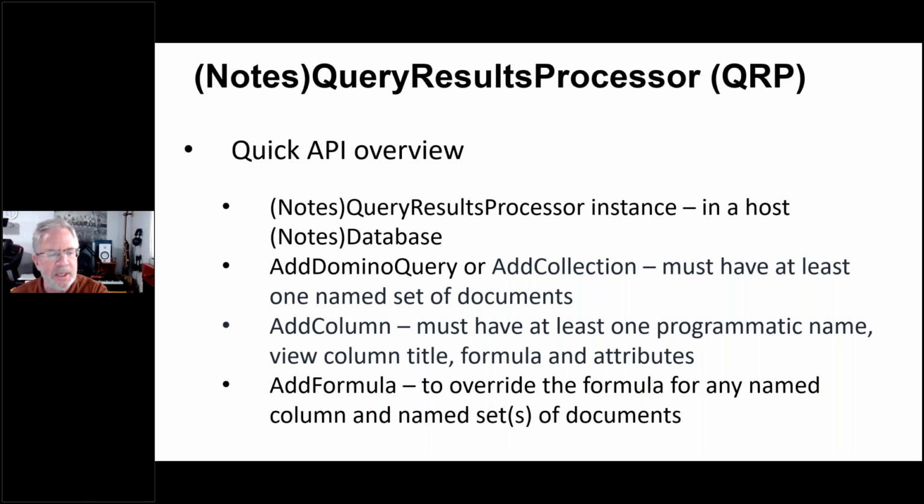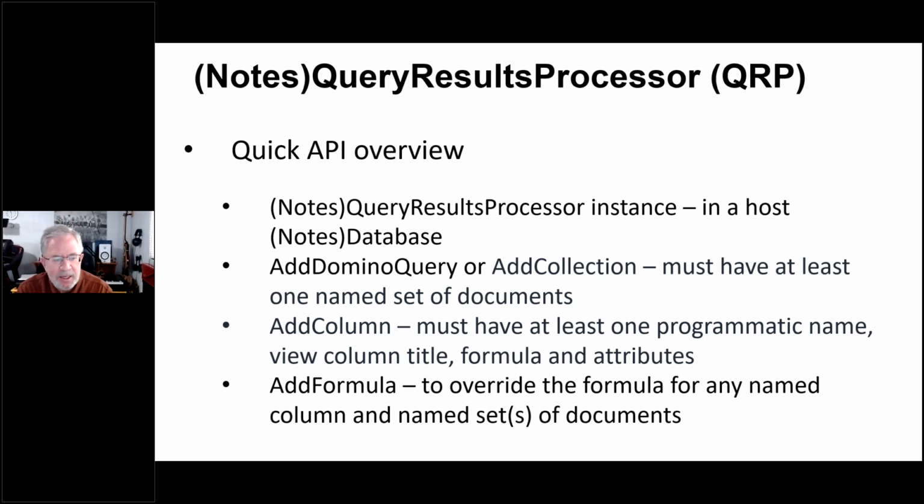What a QRP needs is a set of documents. You must have at least one set of documents, either using add document query or add collection. Those are the two calls. Add document query uses DQL; add collection uses any other mechanism, FT search, DB search, whatever you want. A Notes document collection can be added to the QRP using add collection. You must name them, and I'll show you why in a minute. But there is at least one set of documents, otherwise we have nothing to process.